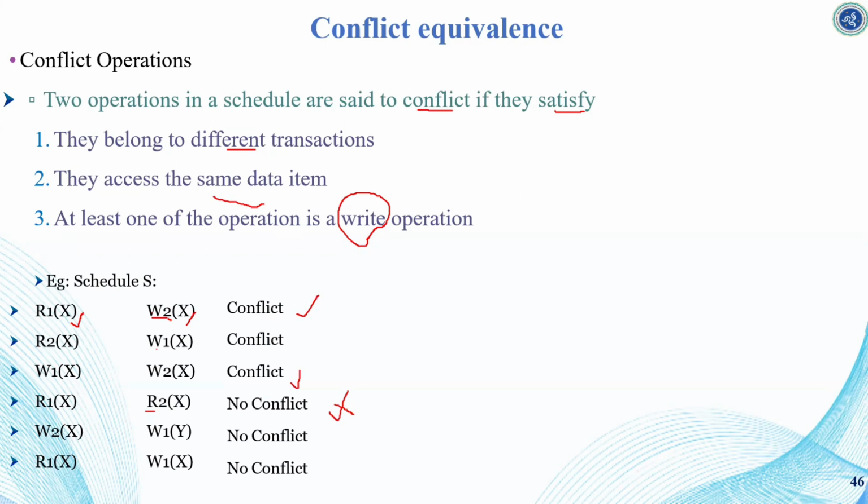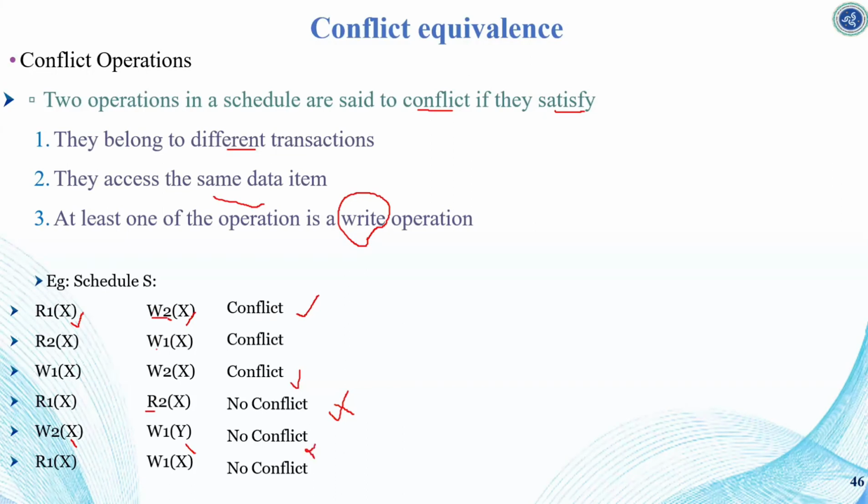What about this one? Here one is accessing data item X and the other is accessing data item Y. Both are accessing different data items, so it violates rule number 2. And what about this one? Here both are using the same transaction. This is T1 and this is also T1, so it violates rule number 1. Therefore, it is also not a conflict.